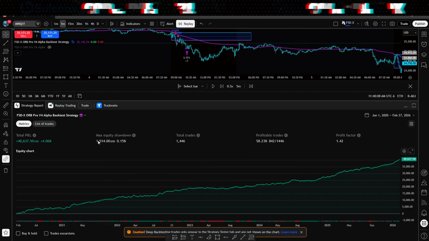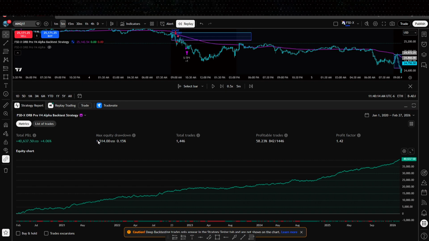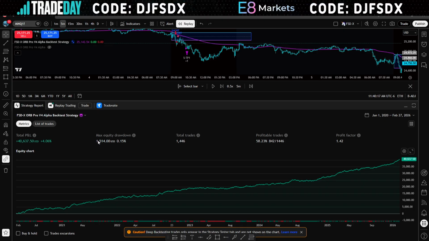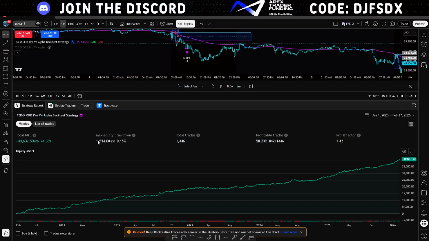Max drawdown on 1,500. So if you were to blindly trade this over 5 years, you should not have blown an account. Also, this is not factoring in news days. So this is basically the worst you could possibly do with this indicator for 5 years. So this is just blindly taking trades.